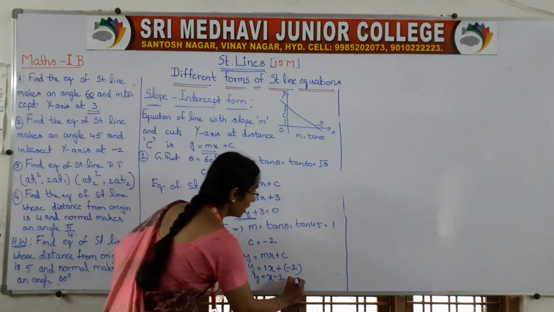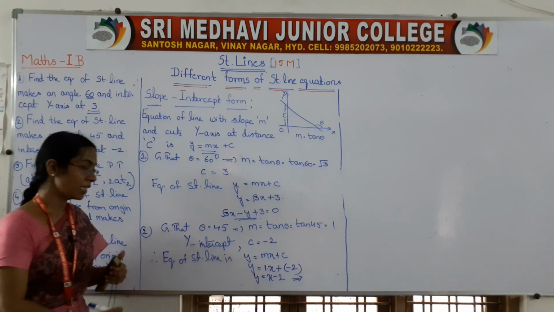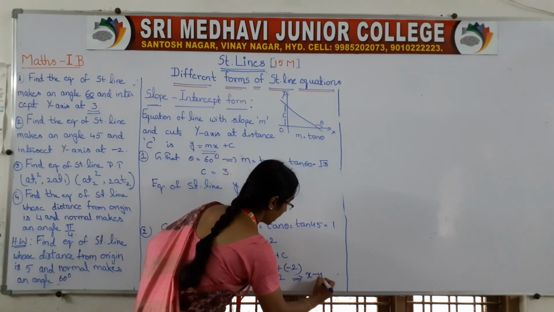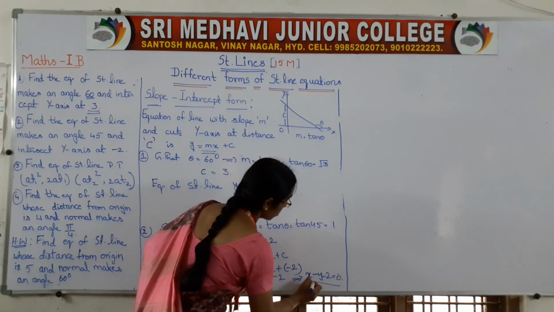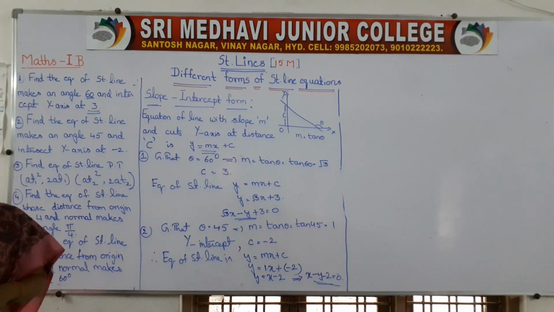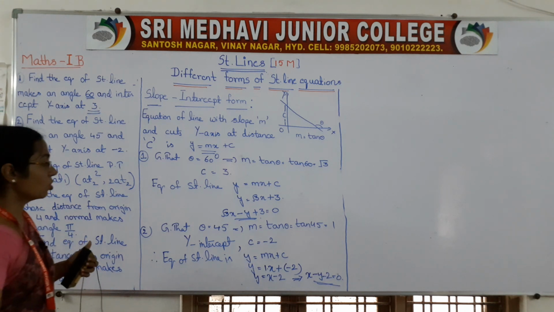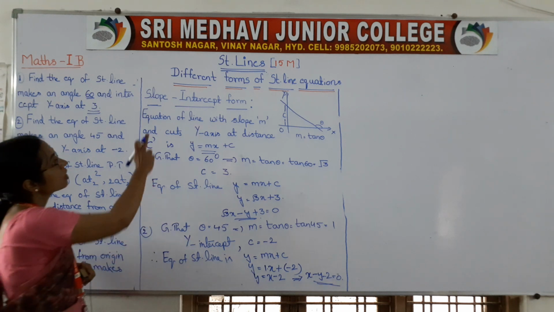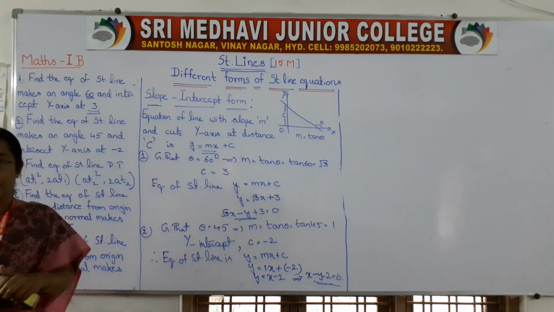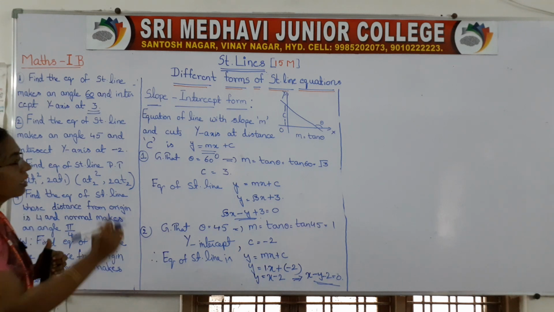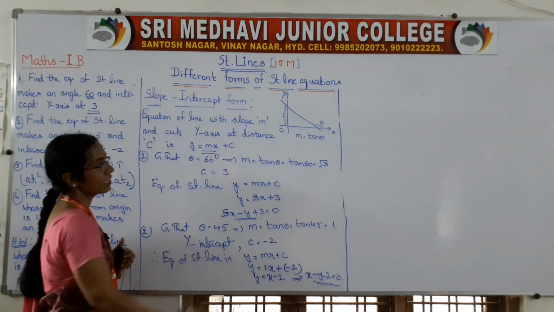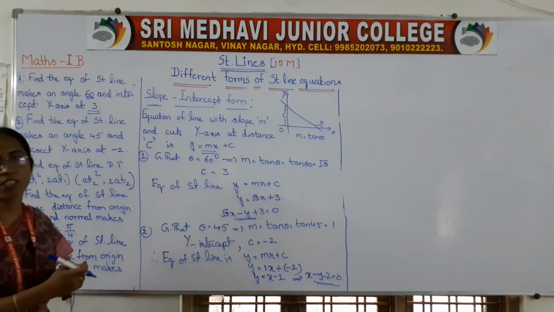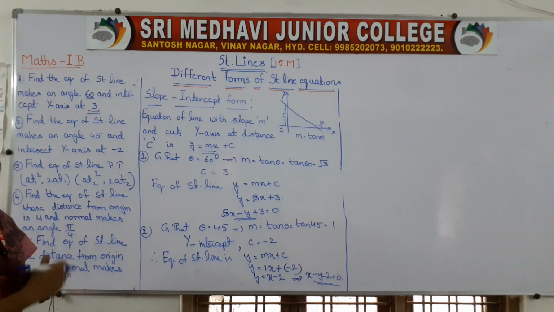Generally first the x term, then the y term, then the constant term, so send y to that side. So x minus y minus 2 is equal to 0 is your required straight line equation. These are the two problems of slope intercept form type straight line equations. Whenever we know the slope and the y-intercept, we have to take this formula.